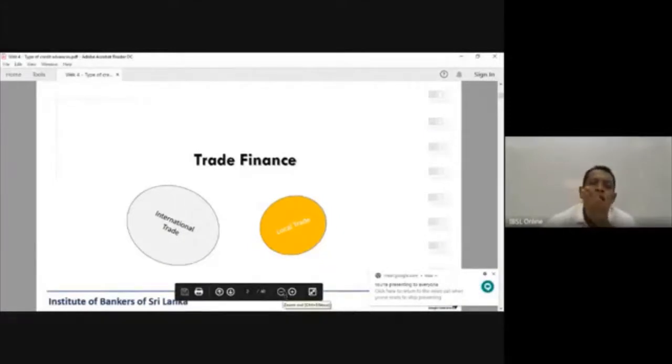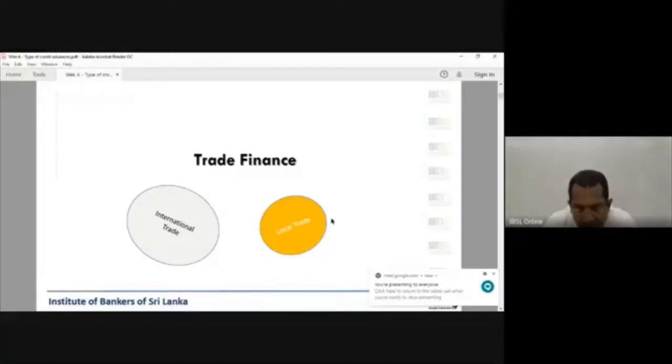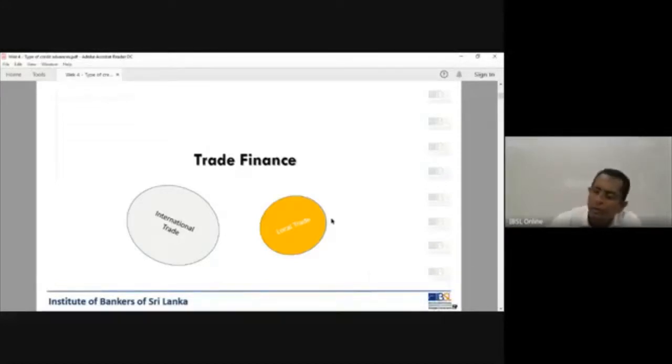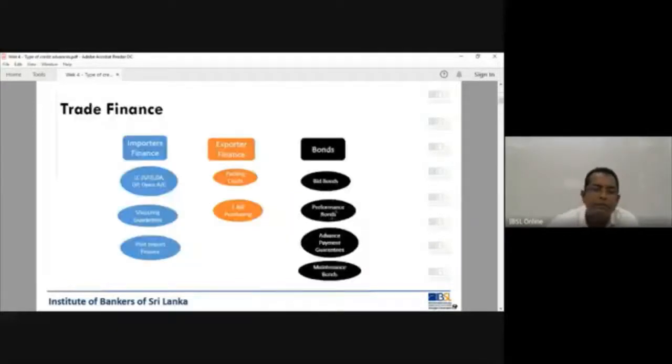So when we call it trade finance, it covers both international trade and local trade. International trade means transactions happen across borders, like Sri Lanka-India, Sri Lanka-Maldives, Sri Lanka-UK. Local trade is within the country. Both are similar in nature. These are the main products under trade finance.